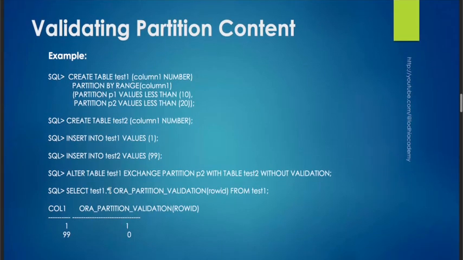You can see the example code here, in which we are first creating a table and then we create another table, inserting values, then altering the table, exchanging partition P2 with table test2 without validation. Now if you run select, you can see the result and you can measure it, you can practice it.